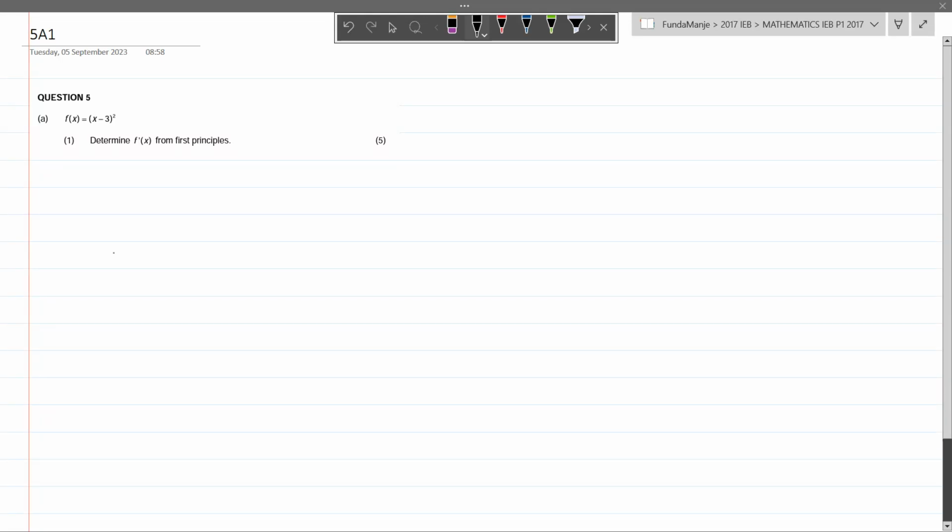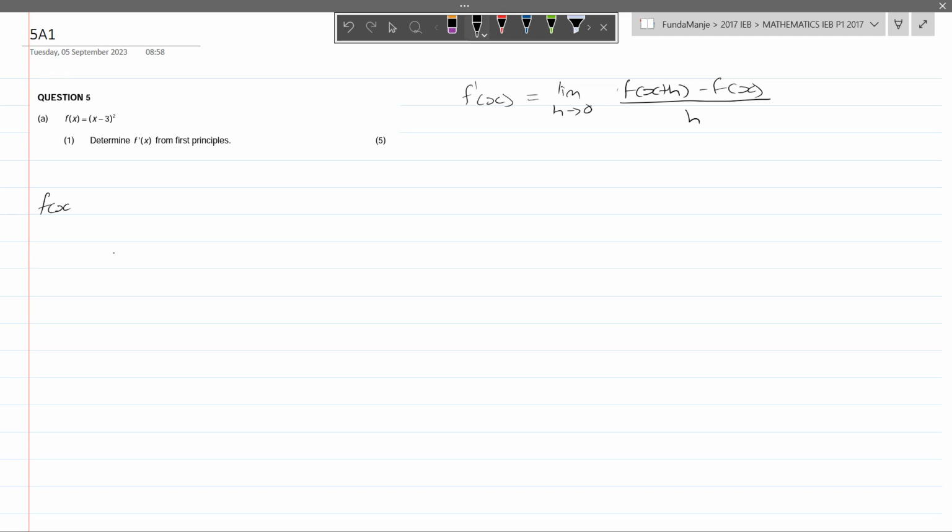So question 5a says determine the first derivative of f from first principles. To get the first derivative from first principles, we take the limit as h tends to 0 of f of x plus h minus f of x, all over h. So first of all, we need to find what f of x plus h is.